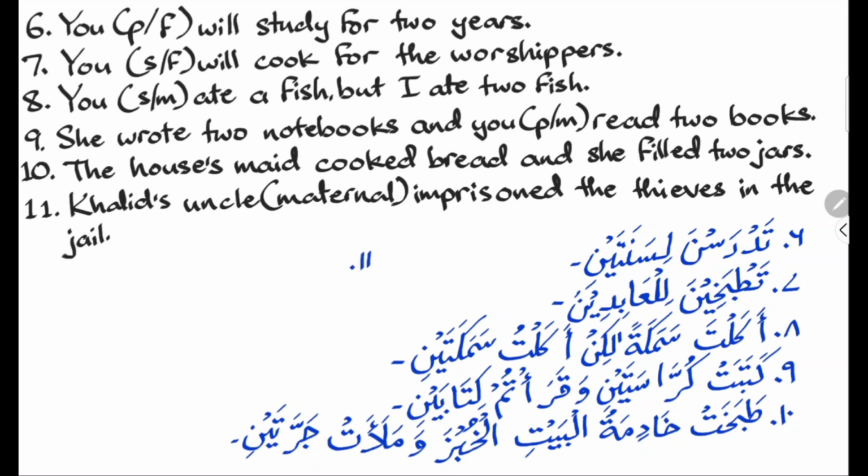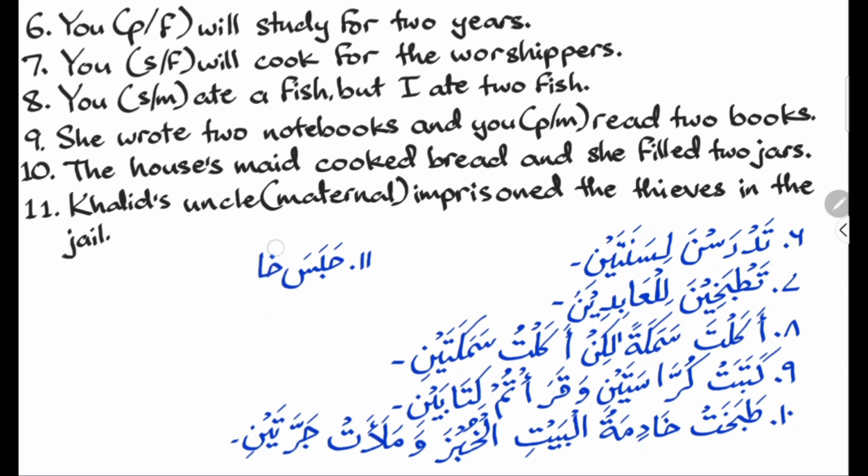Khalid's uncle, meaning maternal, imprisoned the thieves in the jail. Khalid's uncle, maternal uncle, is the fa'il. Imprisoned is the fi'l, so bring that first. Imprisoned in Arabic is habasa. Next comes the fa'il, which is Khalid's uncle. That's a combination of mudaf and mudaf ilayh. Maternal uncle, which is the mudaf, will come first. I'm sorry, maternal uncle is khal.